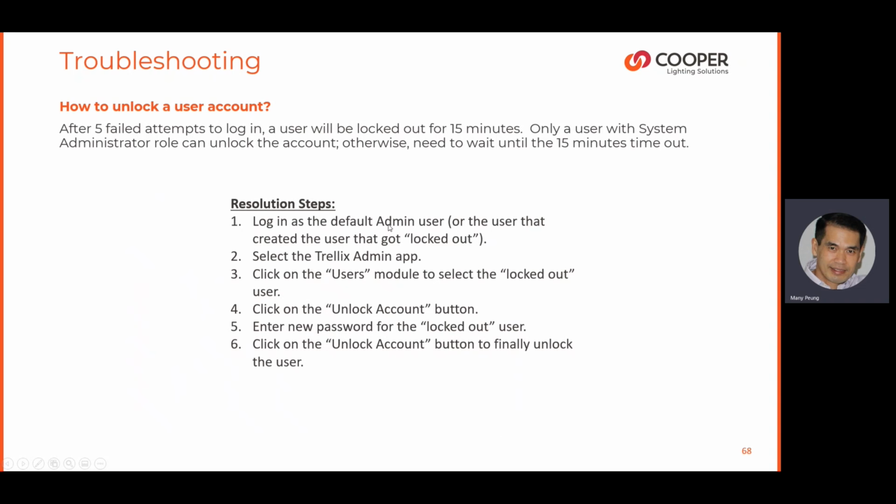Basically, just log into Trellix as the admin user, select the Trellix admin application, click on the user module, select the locked out user, and then click on unlock account. After that, you need to enter a new password for that user who got locked out, and click on the unlock account button to unlock the user.